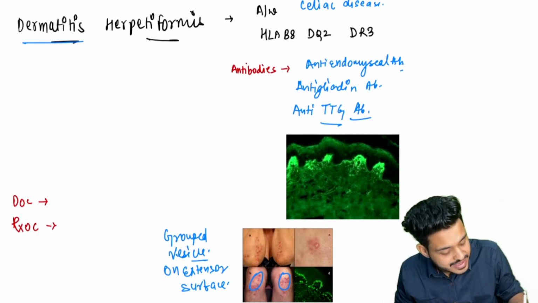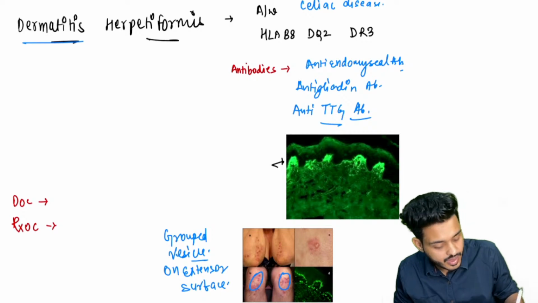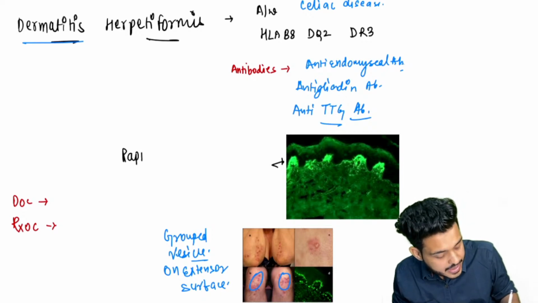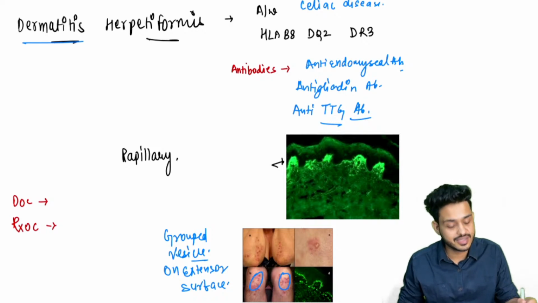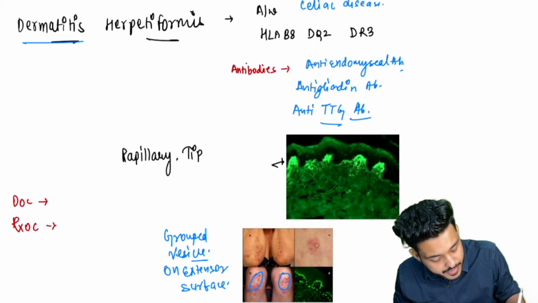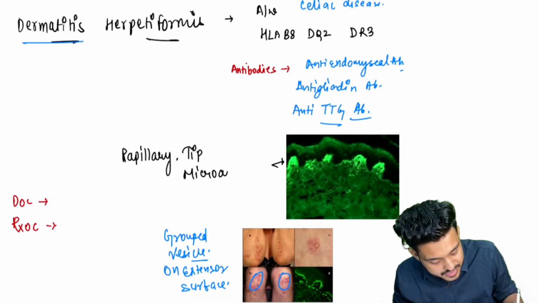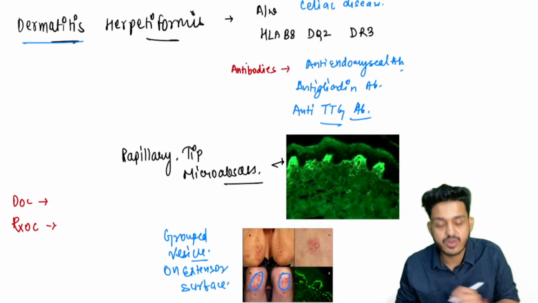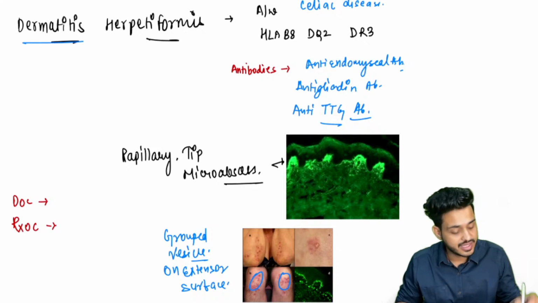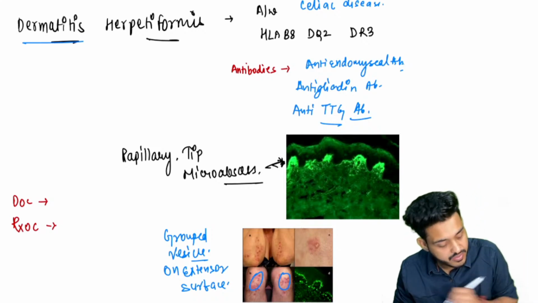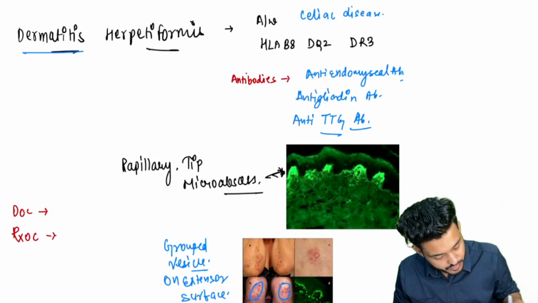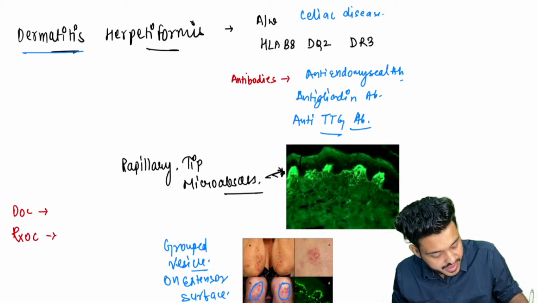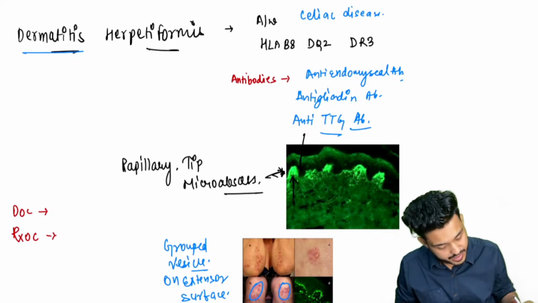What else you can see? This is your basically papillary. What we have seen in the micro abscesses we have already discussed, so that would be papillary tip micro abscess. That would be papillary tip micro abscess that we will be looking in the cases of dermatitis herpetiformis. So this is रेटरिजस जो नीचे जा रहा है, and whatever is coming up, that is your papillary tip.